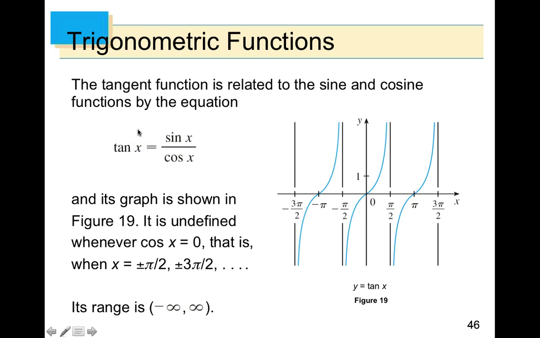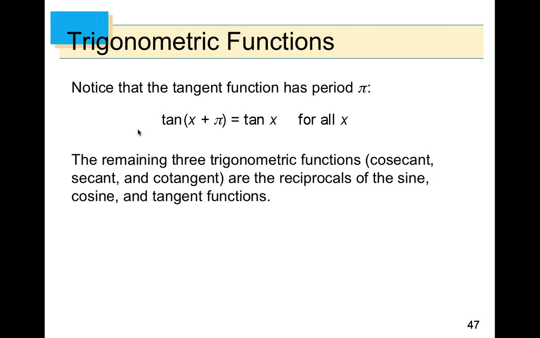The tangent function is related to the sine and cosine functions by the equation that we know, which is tan x is equal to sine over cosine. And its graph is shown in figure 19. It is undefined whenever cosine x is equal to 0, and that is when x is equal to plus or minus pi over 2 or plus or minus 3 pi over 2. Basically odd multiples of pi over 2. Its range is from negative infinity to positive infinity. And if you notice, the tangent function has a period of pi. The remaining 3 trigonometric functions, the cosecant, secant, and cotangent, are reciprocals of the sine, cosine, and tangent functions. We probably won't use them too much.